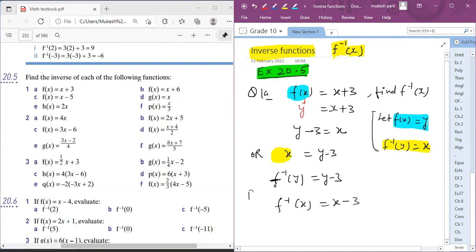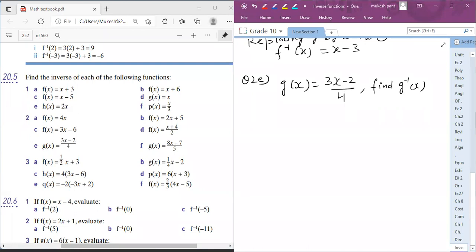What I am doing here is just replacing y by x. Understanding? In equation 1, you replace y by x. So here y, write x, here y, write x. So f inverse x equals x minus 3. So this is the way to find the inverse of a function.